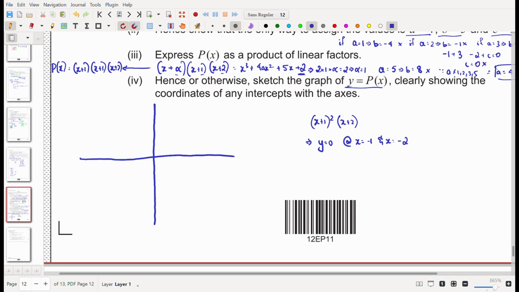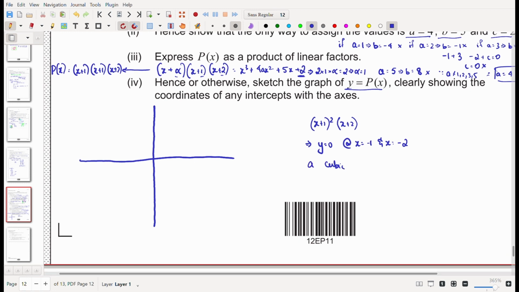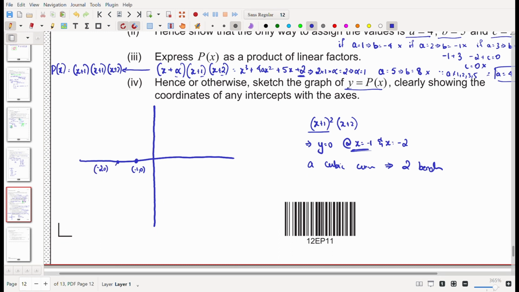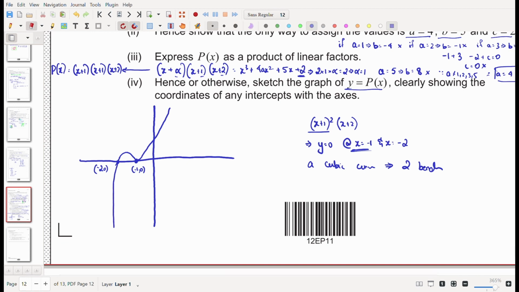And if you guys remember, a cubic curve has two bends. Two bends. So this means that this x is equal to minus 1 value, since it's a square, is a tangent. It's not an intersection. So minus 1 comma 0 is a tangent. And another point that's important is right here, minus 2 comma 0. But here it's actually an intersection. So let's say it goes like this, curves back down, goes up, crosses the x-axis, and yeah, it's kind of a wonky curve, but it's okay.